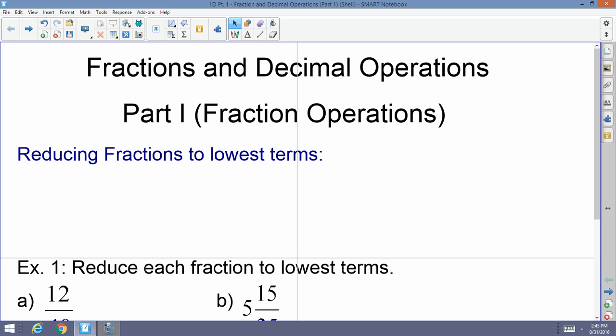Today we're going to be talking about fraction and decimal operations, part 1. We're going to focus solely on fraction operations. Now, I know that you've been learning about fractions for many, many years, but sometimes it just doesn't click. So hopefully today I can make everything click for you guys.